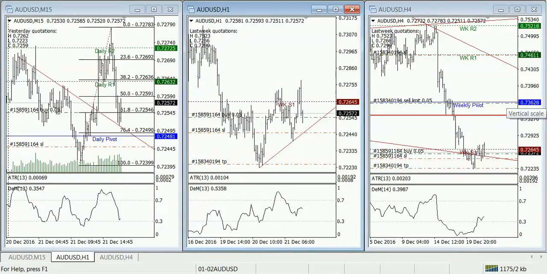Hey guys, welcome back. In this video, a follow-up on the Aussie from earlier, where we were stopped out with a plus 1 pip. I already re-entered at the same level, 72.55, and my stop is 72.45. So that is a 10 pip stop.